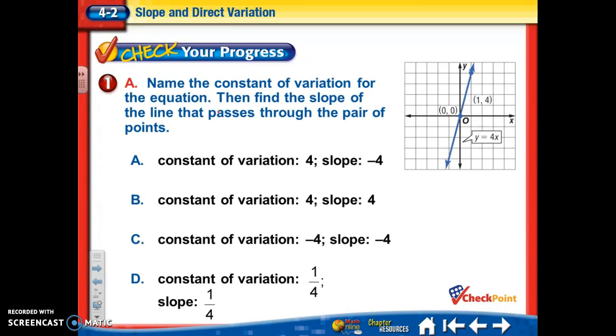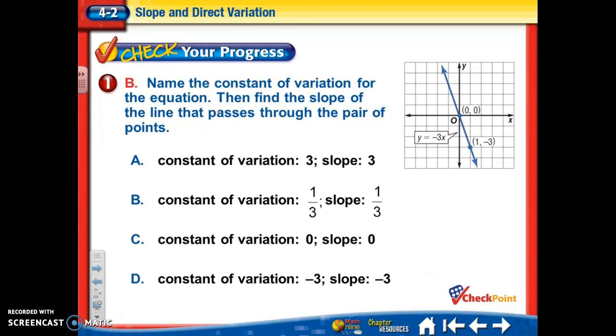So on this one, hopefully look at it, look at your equation. So constant of variation and slope, I am looking for one where they're both the same. And so I hope you choose letter B. There you go. Next one, again, equation is y equals -3x. Constant of variation should be the coefficient in front of the x. Should match slope. So hopefully you say letter D.